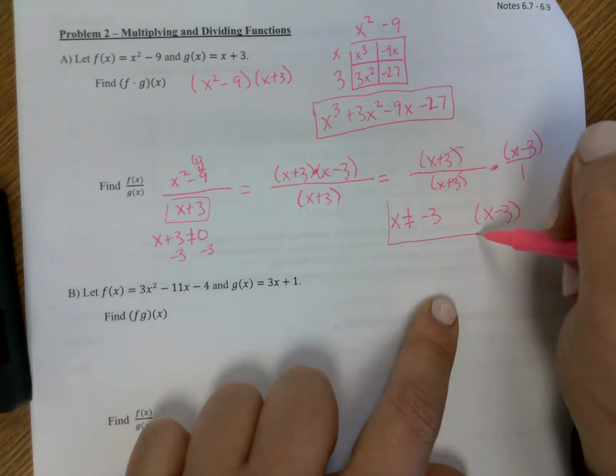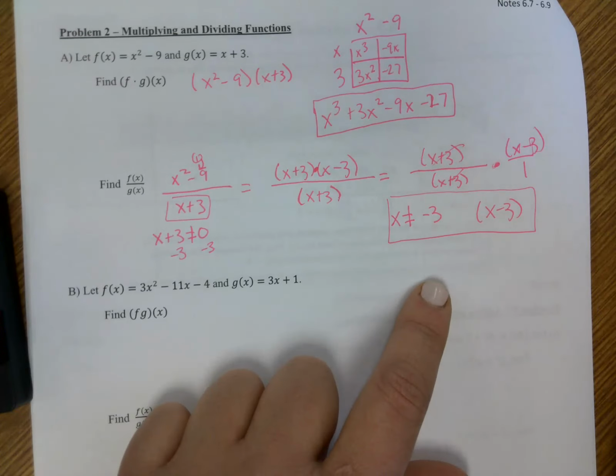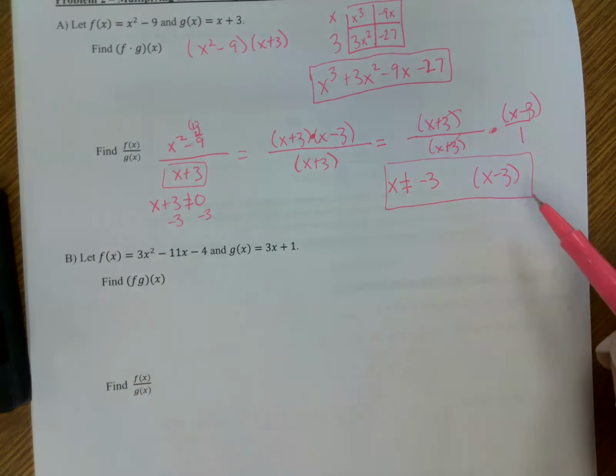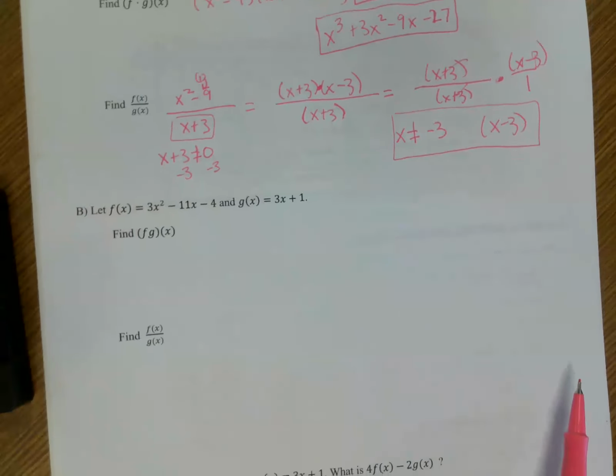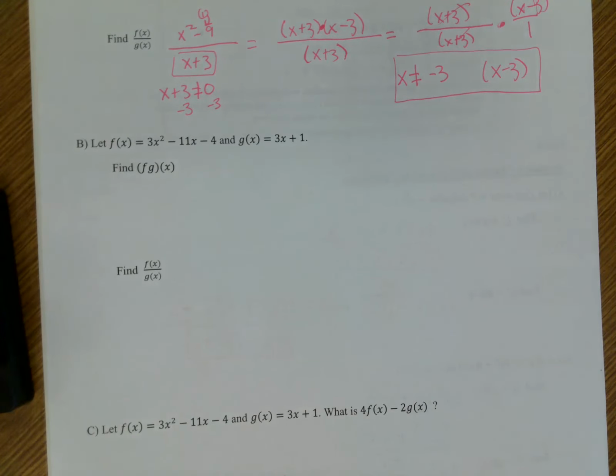So my answer is x can't be equal to -3. And then when I simplify that fraction, x minus 3 is my final equation. I want you to pause the video and try to do B by yourself. Again, you're only failing if you don't even try to do it.